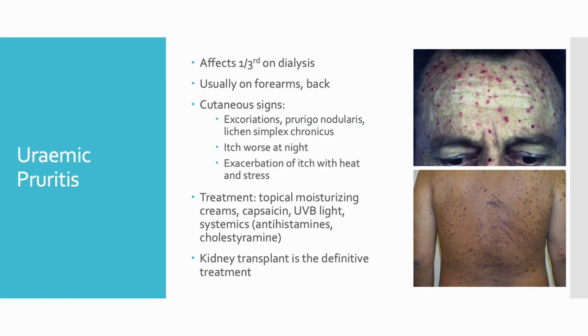How do we treat it? Again, moisturising creams. Localised areas can be treated with topical capsaicin. Ultraviolet light can be useful, and then we might need to use systemic agents such as antihistamines, cholestyramine if high bile acids are a problem, and even agents such as naltrexone, the opiate antagonist. But transplantation is the definitive treatment for severe disabling renal dialysis itch.